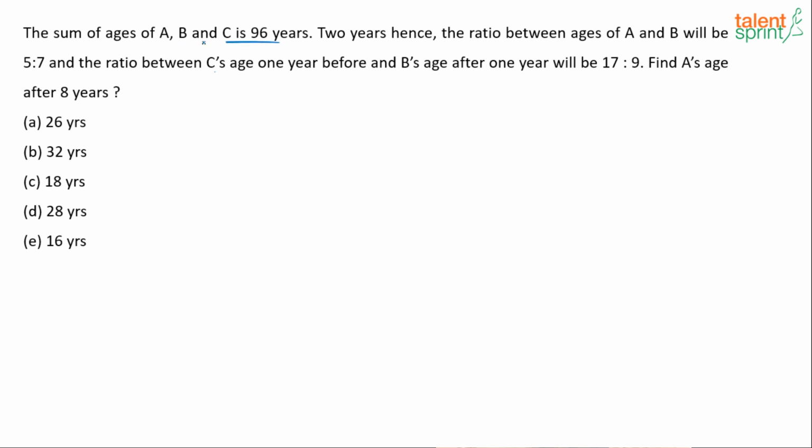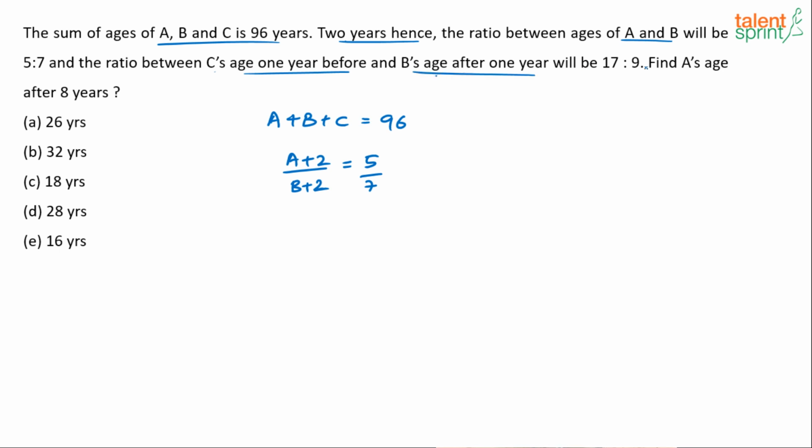So sum of the ages of A, B, C is 96 years, meaning A plus B plus C is equal to 96. That's equation 1. 2 years hence, meaning after 2 years, the ratio between ages of A and B will be 5:7, meaning (A plus 2) by (B plus 2) equals 5/7. That's equation number 2. And the ratio between C's age 1 year before and B's age after 1 year will be 17:9. (C minus 1) by (B plus 1) is equal to 17/9. You get this? These are the 3 equations given to us.